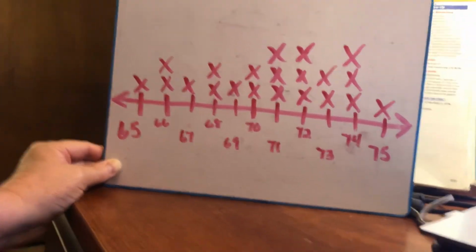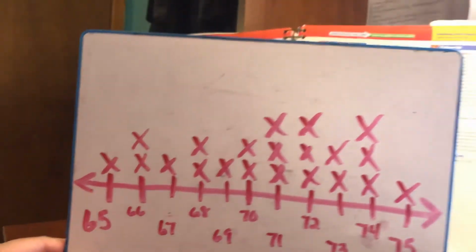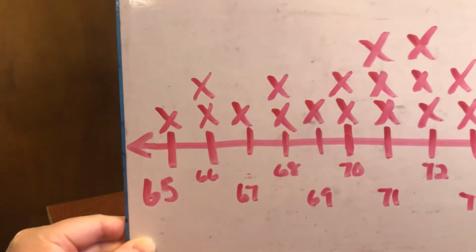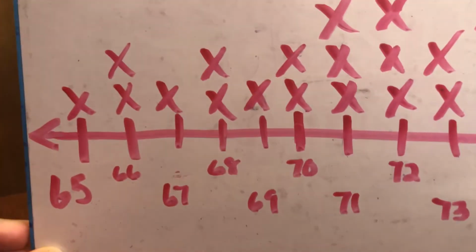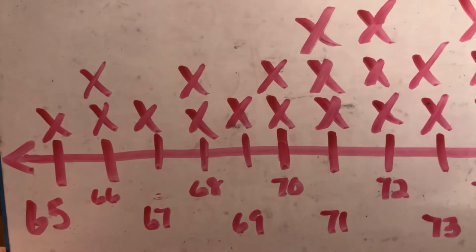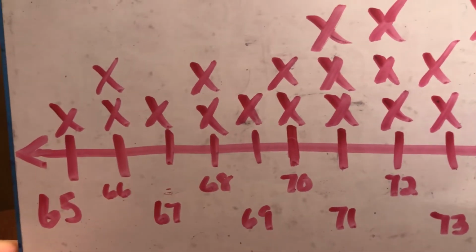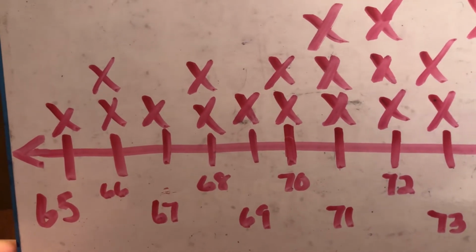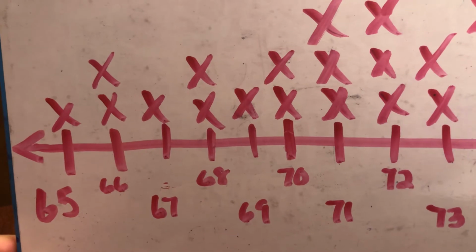So let's do that right now. Count how many days are in the 60s. I'm going to get you closer so you can see the whole part with the 60s. How many X's are falling on the side of the number line where the temperature is in the 60s? Count them now.